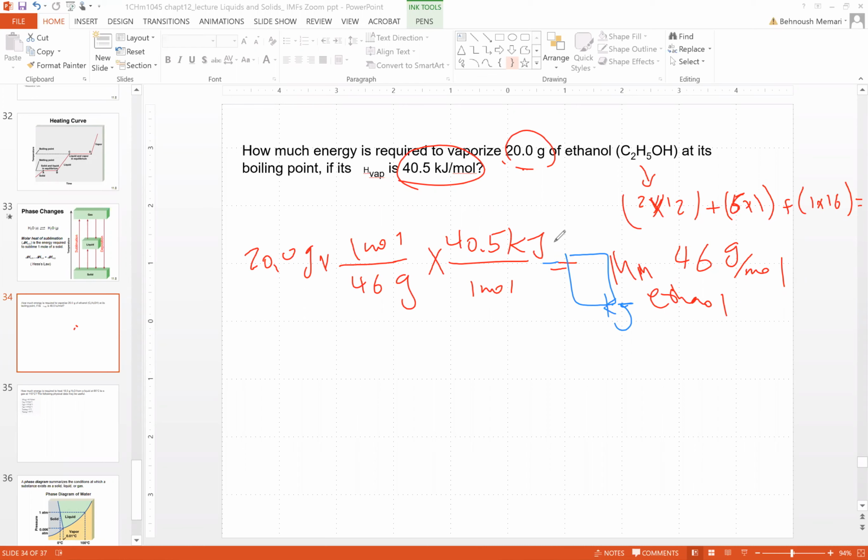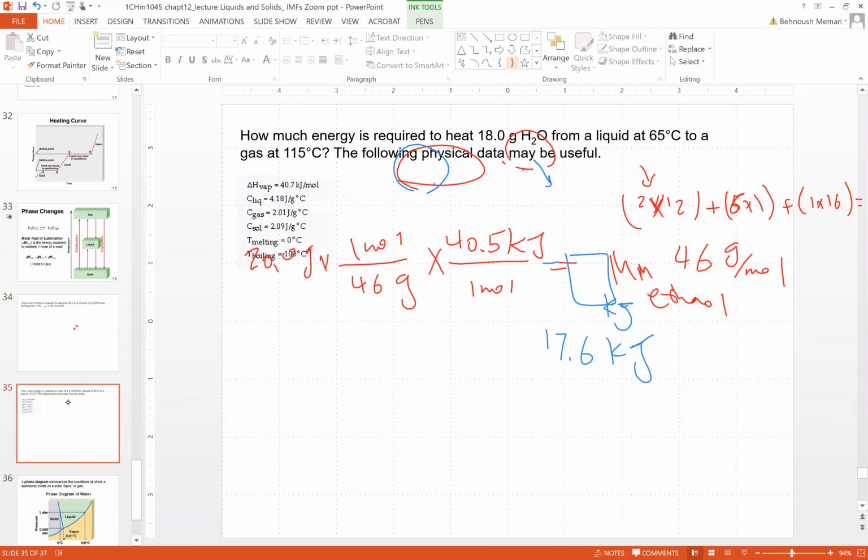So at the boiling point, you have 20 grams of ethanol, you want to vaporize it, you need that much heat per mole, so you change to moles first. So I'm going to use a calculator, 20 divided by 46, and that number times 40.5, that equals 17.6 kilojoules of heat needed to vaporize 20 grams of ethanol, because for 1 mole we need 40.5.